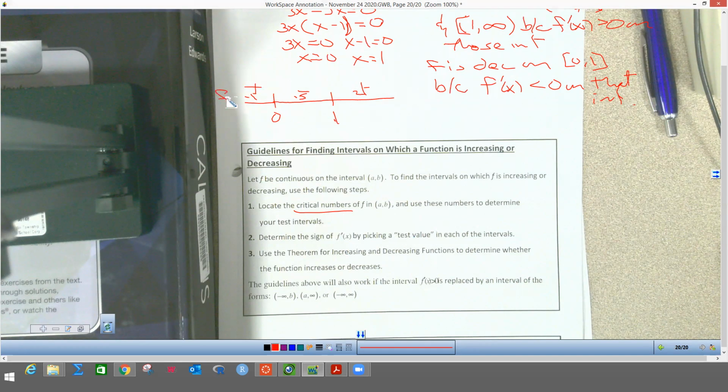So you just pick numbers and then you put your signs up there. And remember, this is f prime because we want to know where the derivative is greater than 0 or not. Use the theorem of increasing, decreasing functions to determine the increases, decreases. So that's what we did over here. And then it says the guideline above also works with an interval, replace the interval. Okay. So this is just saying sometimes you've got infinity in there.